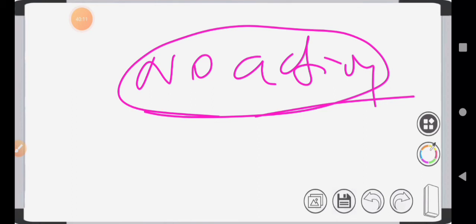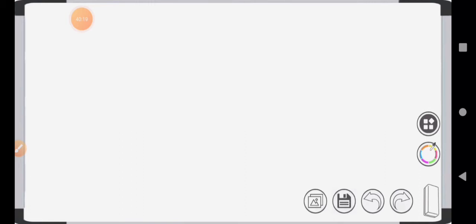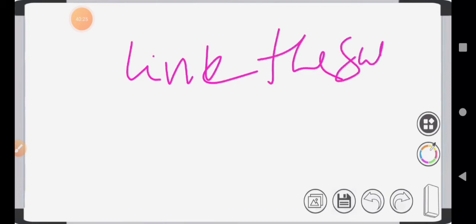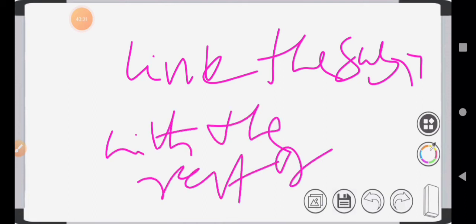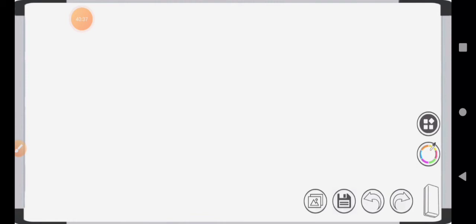They do not show action. But what do they do? Linking verbs link the subject with the rest of the sentence. The linking verb links the subject with the rest of the sentence. It has not done the action.